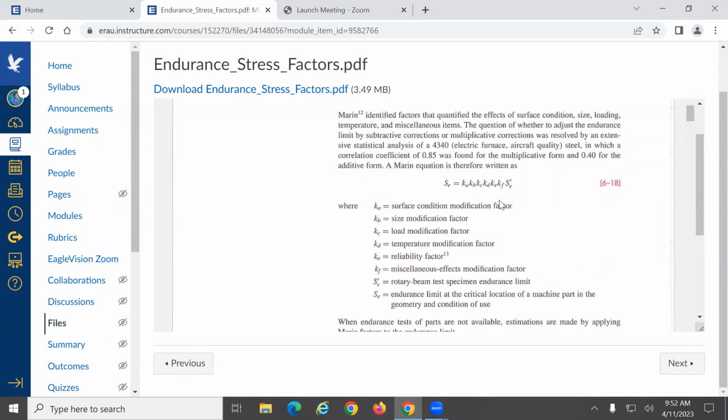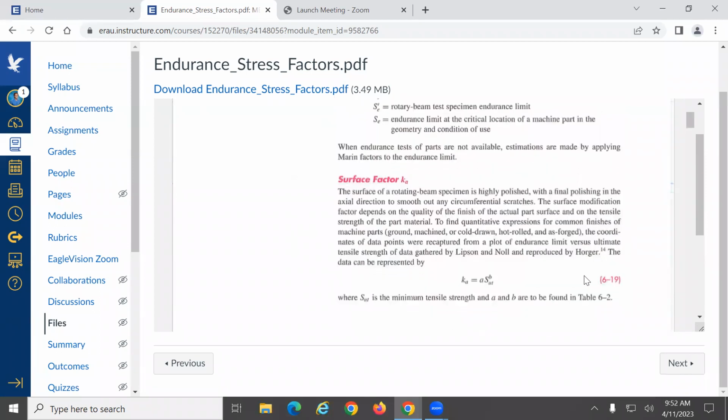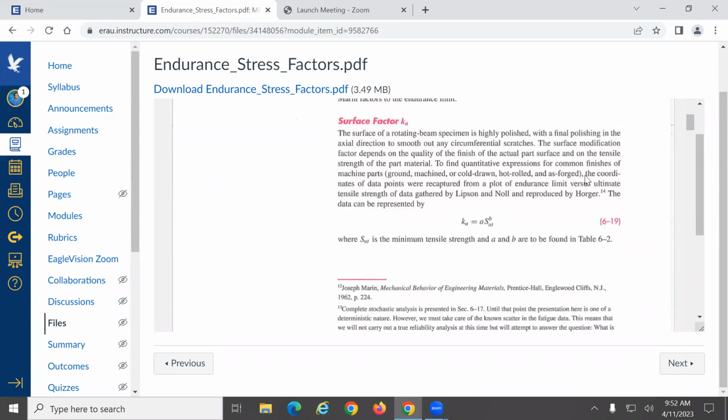K sub A for the surface condition, K sub B for the size modification factor, K sub C for the load modification factor, K sub D temperature modification factor, K sub E reliability factor, K sub F miscellaneous effects modification factor. I've never seen that one. S prime sub E is the rotary beam test specimen endurance limit, and S sub E is the endurance limit at the critical location of the machine part geometry. So obviously sometimes these are going to be given to you, but here you have it.